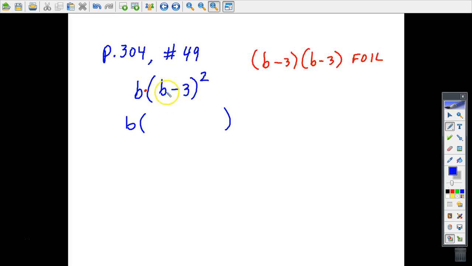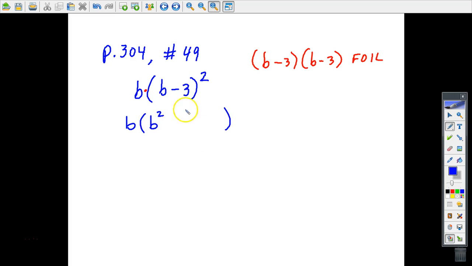I'm going to square this binomial. And here's a little three-step mental math process for squaring a binomial. The first step is to square the first term. The first term is b. Obviously, if I square that, I get b squared.